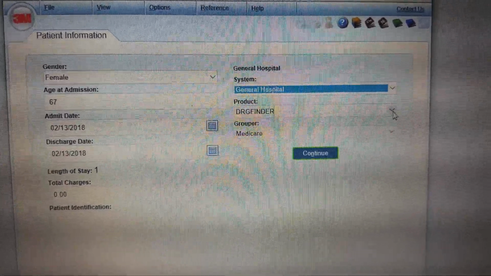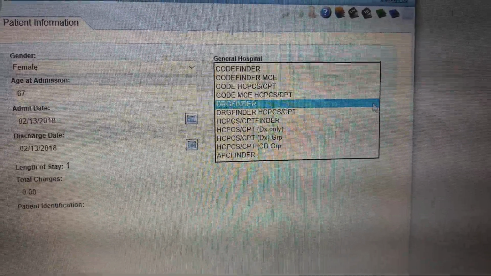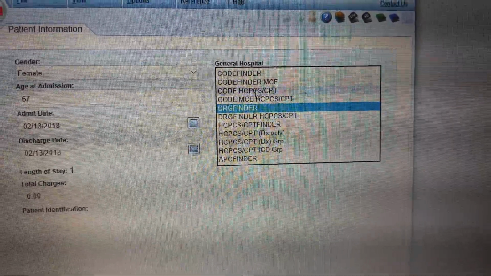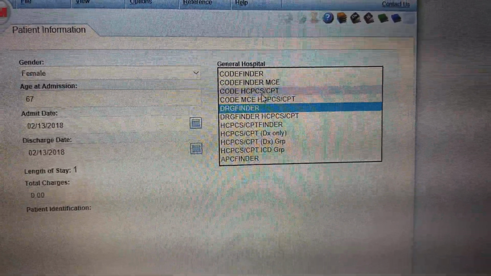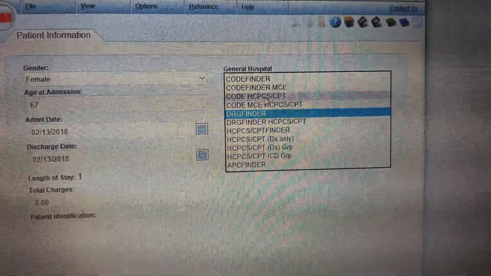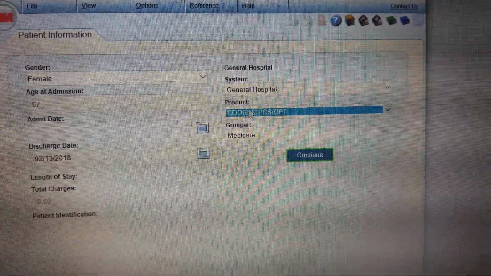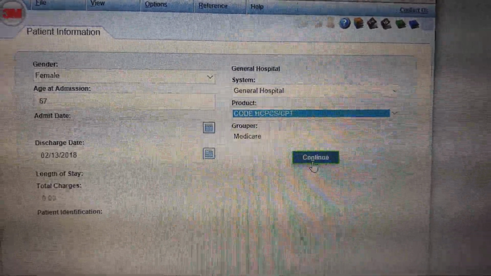There's no other choice. And then over here under product, on the right-hand side, you want to choose what product you want to utilize. You want to use just the code finder, which I believe gives us just the diagnosis codes, or you can use HCPCS CPT code finder. Okay, it just says code HCPCS CPT, and that's what I want to utilize.